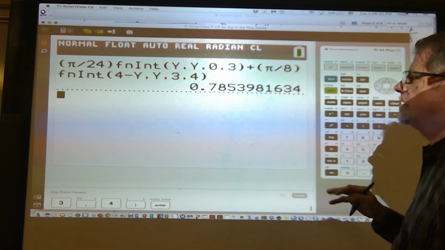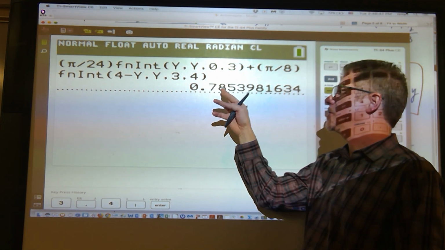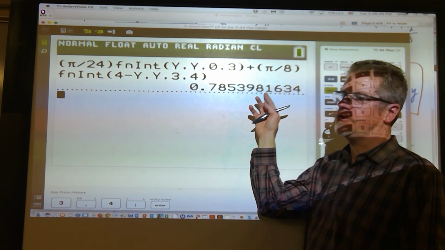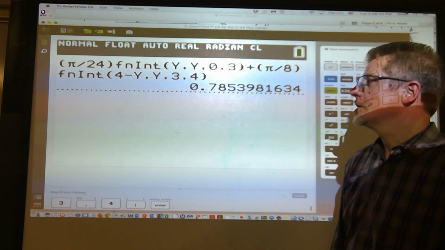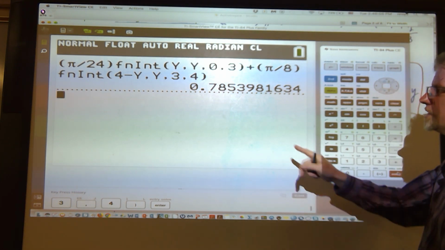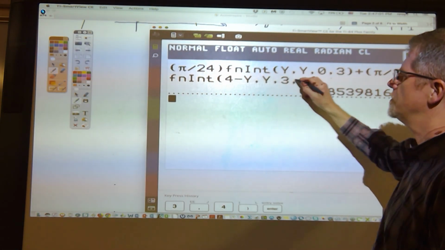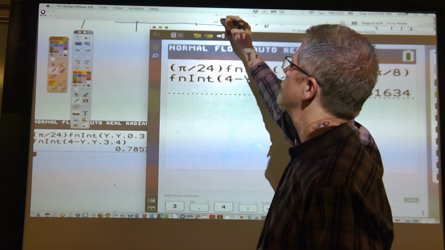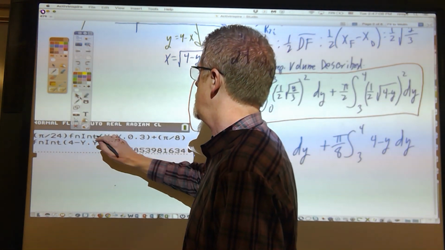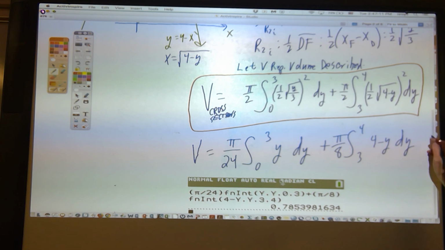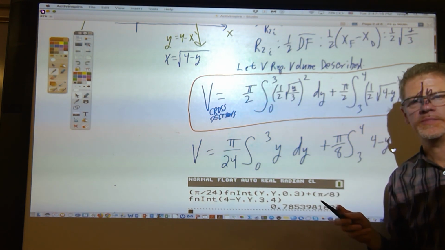So 0.785. On the AP test, don't write 0.78, don't write 0.79, 3 decimals. You can actually write more. You can write 0.785398. They'll give you full credit, but you can't give less than 3. Gotta have at least 3. Round it to 3 to be safest, but they would accept more. Okay, I'm just going to pull this into the document, in case you're wondering what the connection is between the calculator work and the written work. Any questions on how to knock out the solution to problem 8?